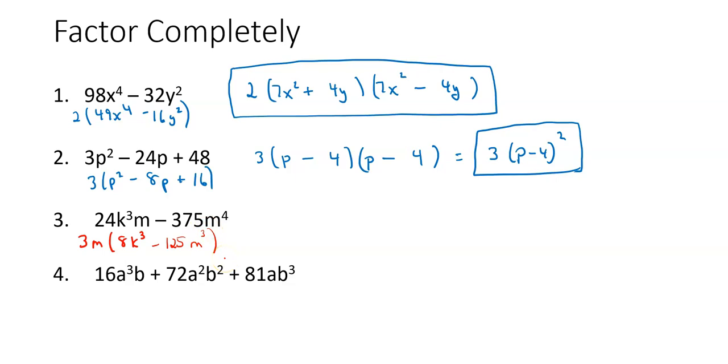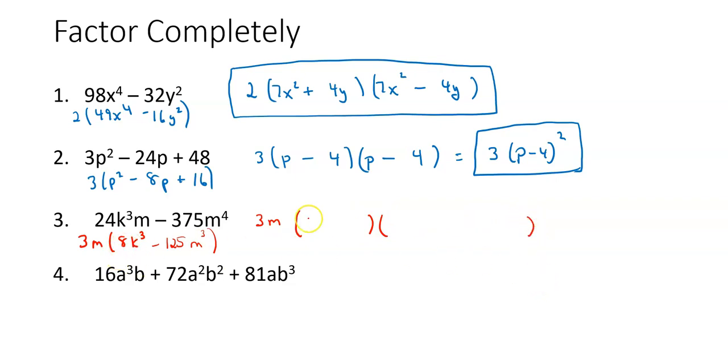Now I've got two things with a minus sign. It's a difference of something. This one's a difference of cubes, because you notice I've got an 8 and a 125. They're both perfect cubes. K cubed and m cubed, again, perfect cubes. So I got a 3m. This is the one where it's got 2 parts and 3 parts.